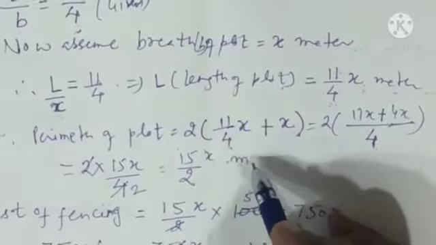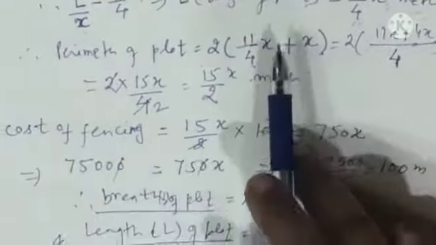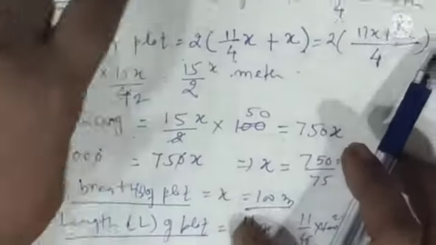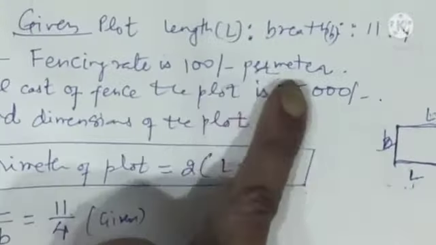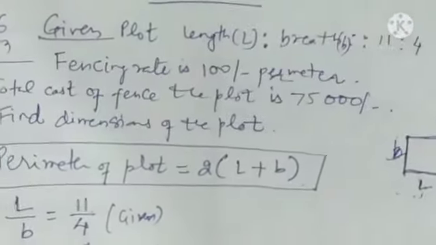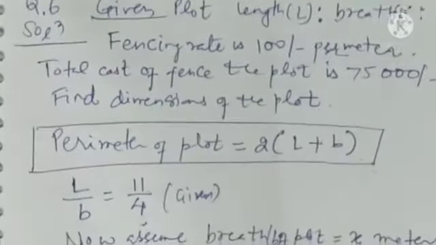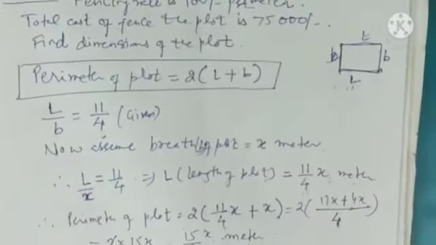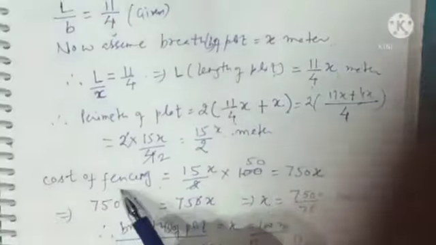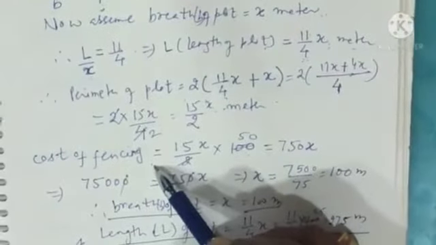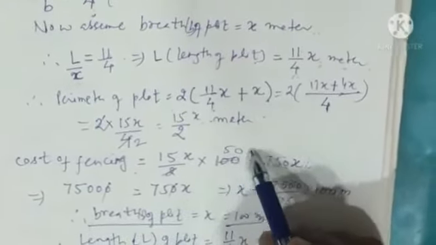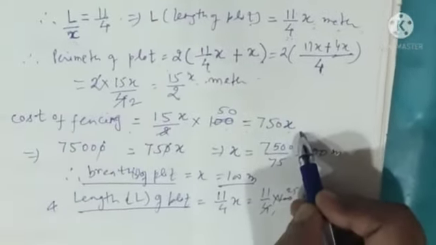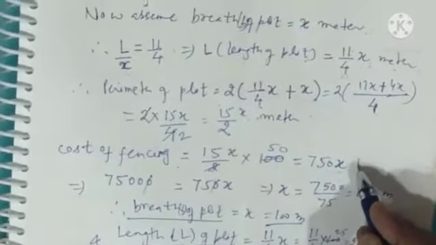That is in meters. Now we find the cost of fencing. The fencing rate is 100 rupees per meter. So when we multiply the perimeter, 15 by 2x, by 100, it becomes the cost of fencing. Now we cut the 2 with 100, giving 50, and it becomes 750x. That is in rupees.